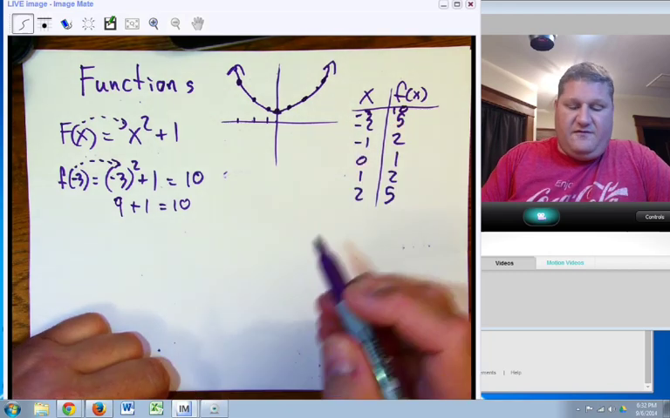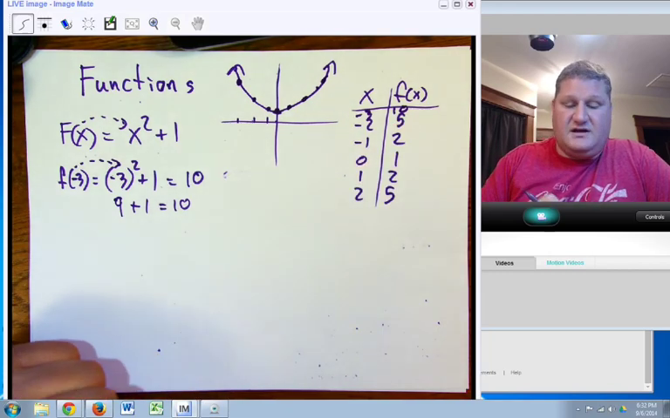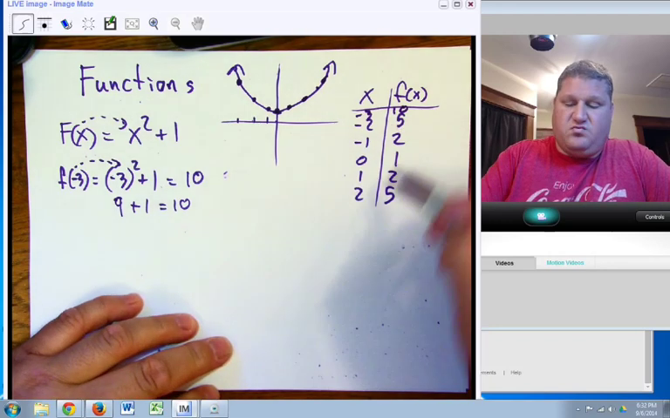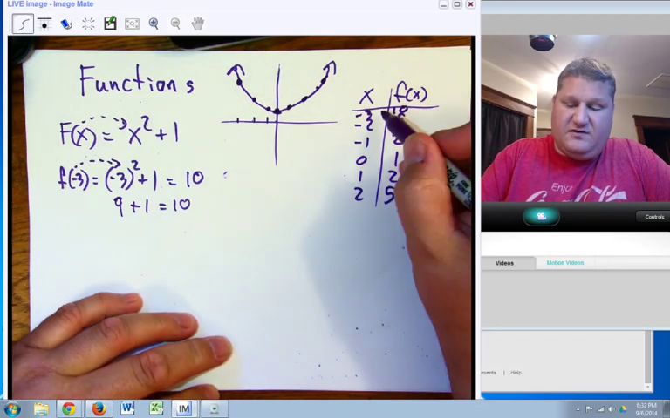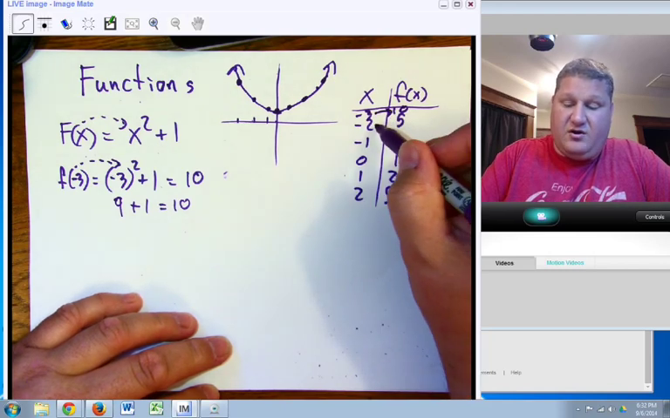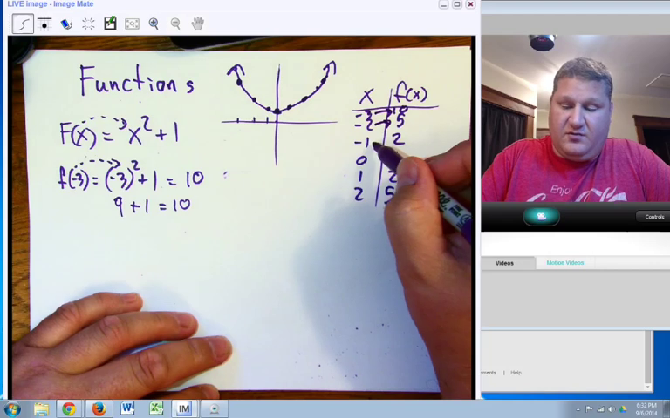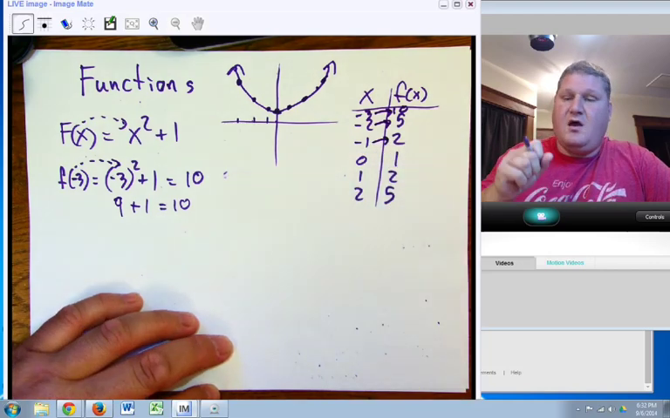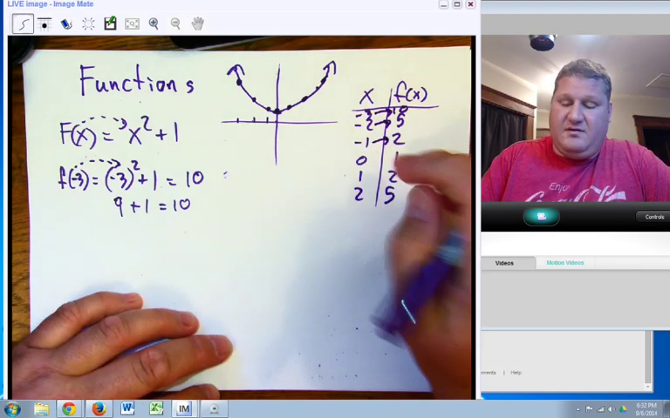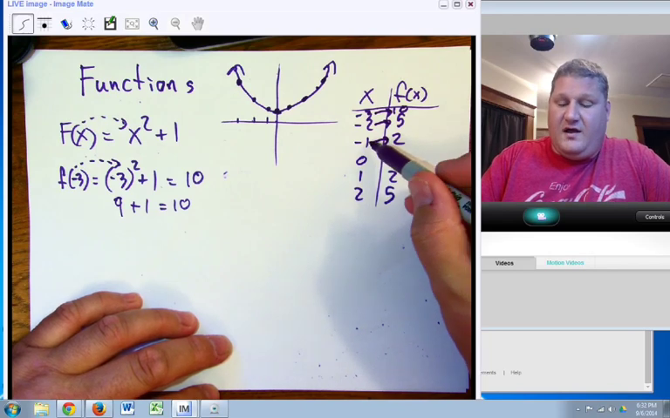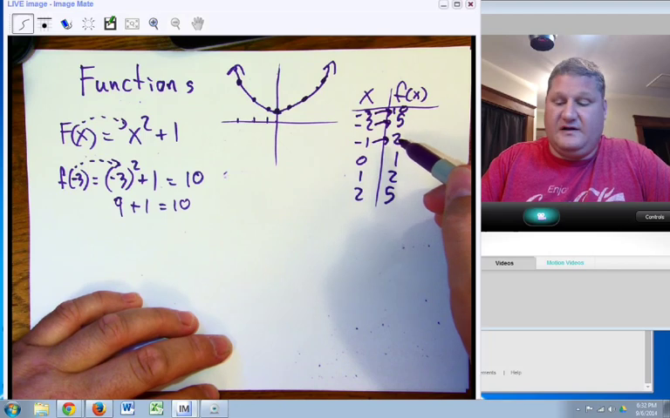Now, the definition of function, of course, is for every x, there is one and only one y, which means every time I put in a -3, I'm going to get a 10. Every time I put in -2, I'm going to get a 5. Every time I put in a -1, I get a 2. There's never going to be any ambiguity about if I put something in for x, that particular x will give me a certain particular y every single time.